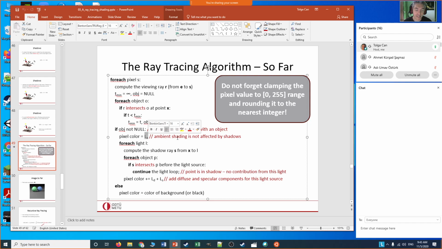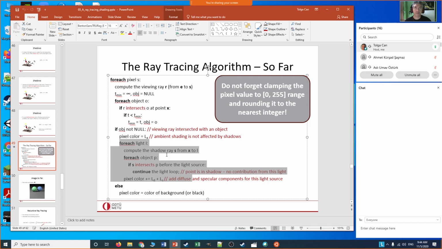It may be a gray light. In that case, only the red component will have a non-zero value added to the pixel color. So here again we multiply: LA, LD, and LS multiply the intensity of the light source with the corresponding reflectance coefficient of the object. As you can see, regardless of the light sources, initially the pixel color is assigned to the ambient component. And then for each light, we go over every light source one by one in the scene.